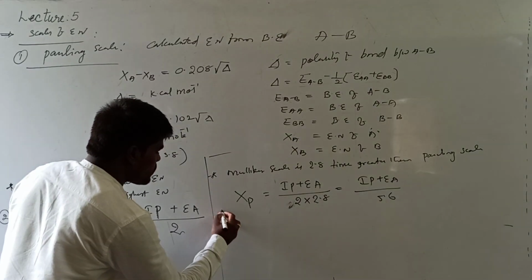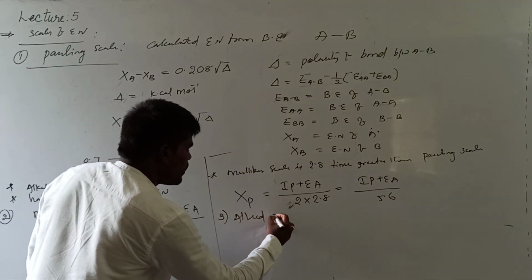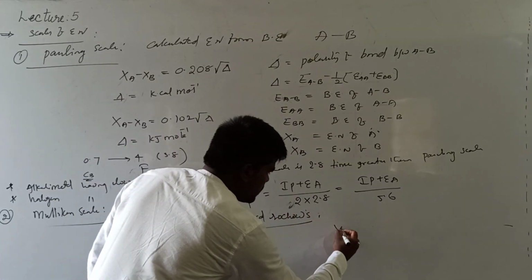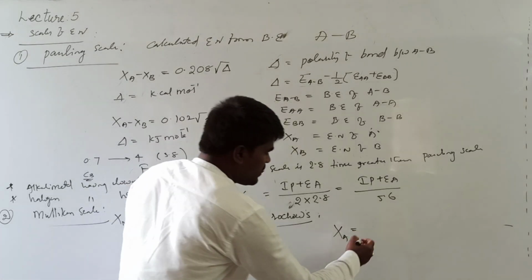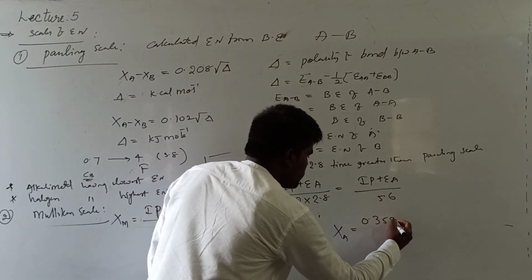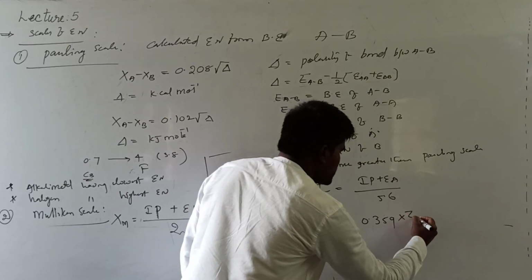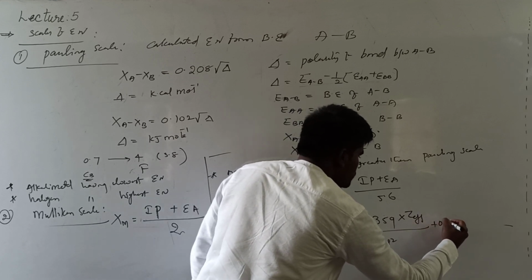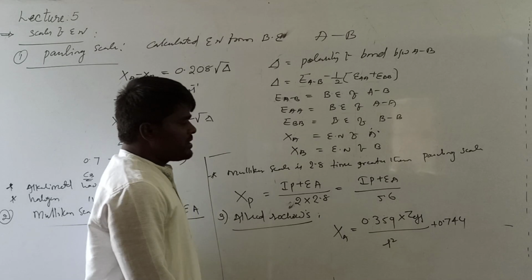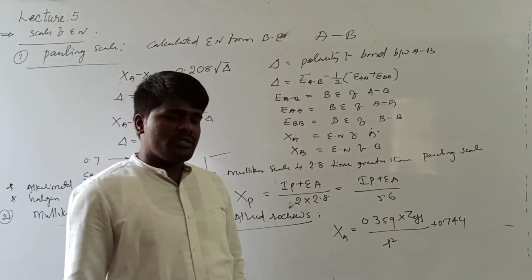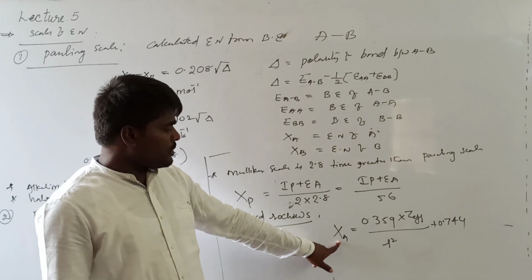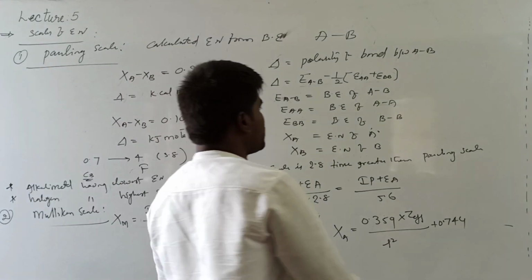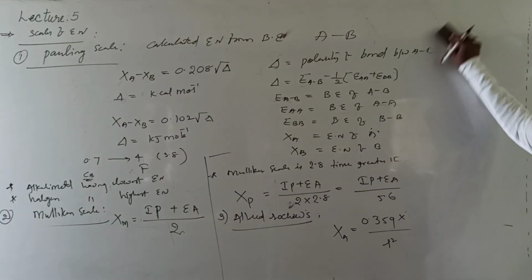And there is one more scale which is called the Allred-Rochow scale. According to him, electronegativity can be calculated by using a relation: 0.359 into Z_eff upon r square plus 0.744, where Z_eff is the effective nuclear charge and r square is the radius of the atom whose electronegativity is being measured. These are the different scales to measure electronegativity. Hope it is clear so far.